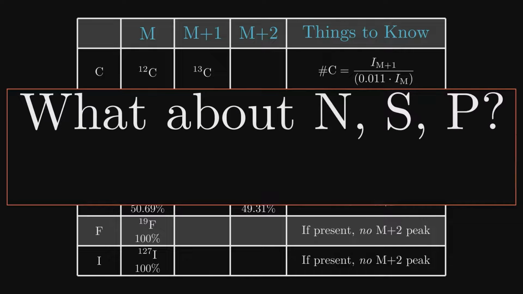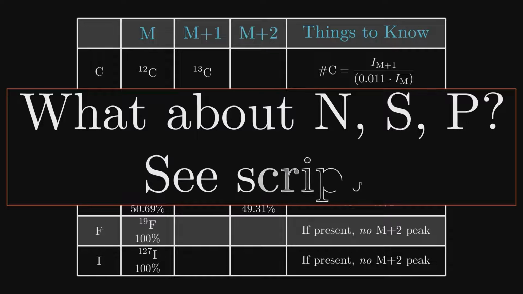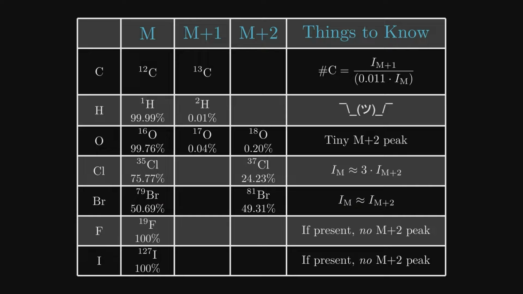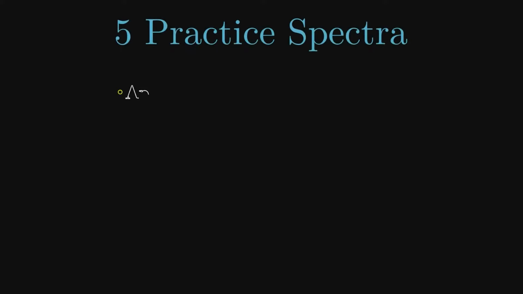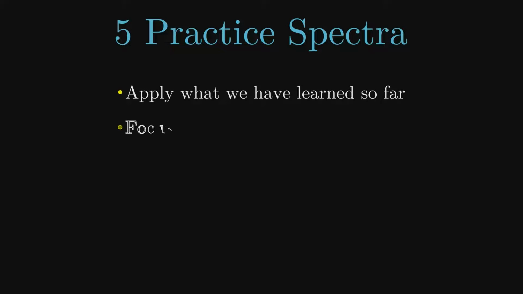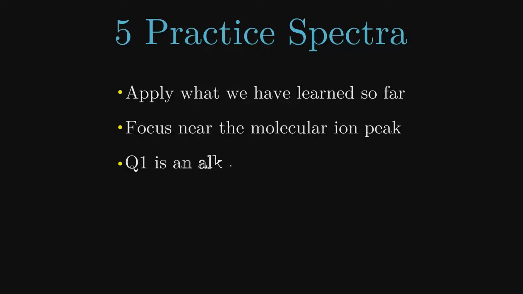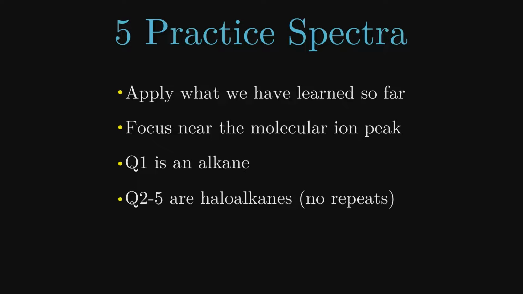If you're thinking about other elements like nitrogen, sulfur, and phosphorus, see the script for a couple of notes on them. For the rest of the video, what you see on the screen is all you need to know and apply. Now let's use this new isotope knowledge and analyze some spectra, each of which will only show the area near the molecular ion. The first will be an alkane, while the remaining 4 will be haloalkanes with each halogen appearing once. Ready?